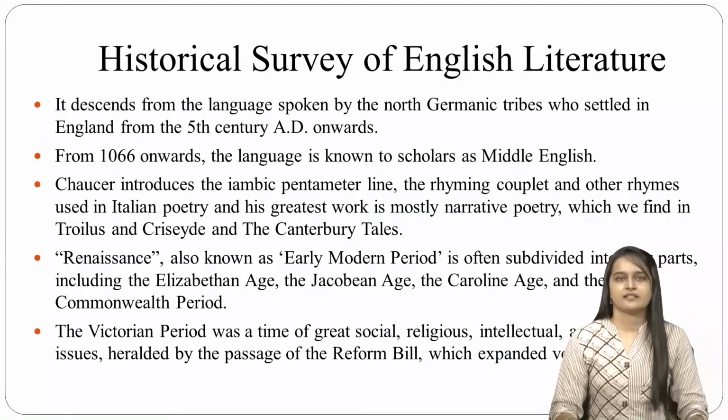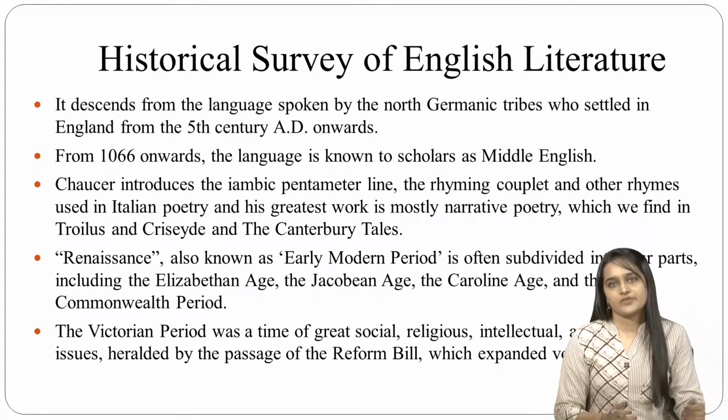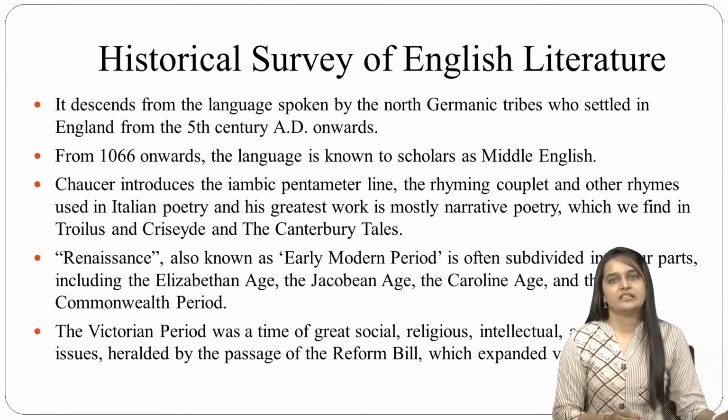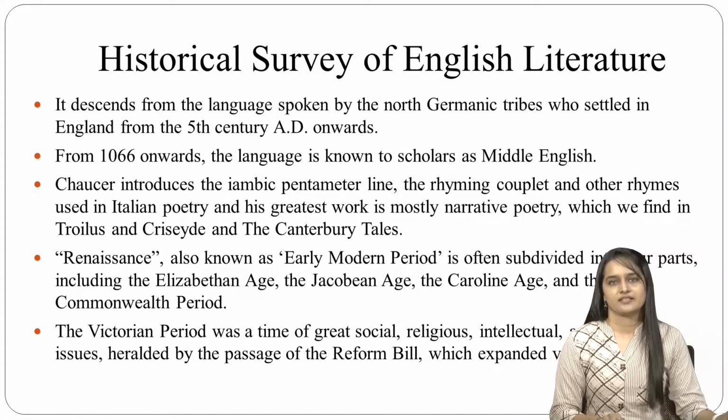Let's move towards the second point, that is historical survey of English literature. English, as we know it, descends from the language spoken by the North Germanic tribes who settled in England from the 5th century AD onwards. The earliest written works in Old English were probably composed orally at first. By the time literacy becomes widespread, Old English is effectively a foreign and dead language. From 1066 onwards, the language is known to scholars as Middle English.